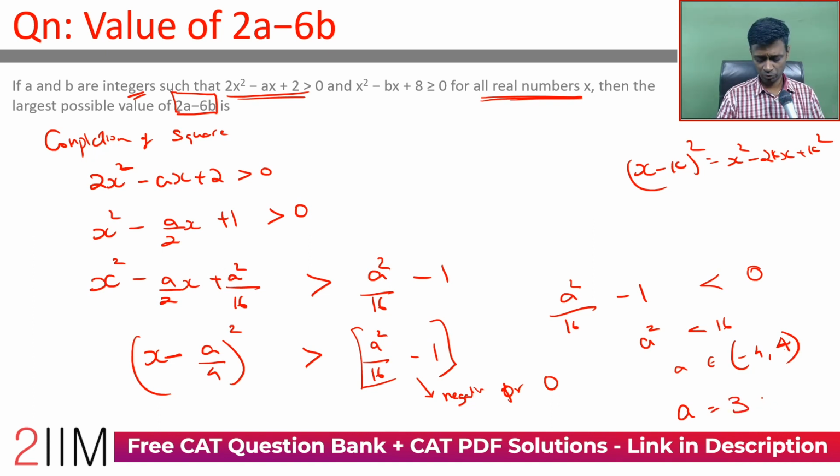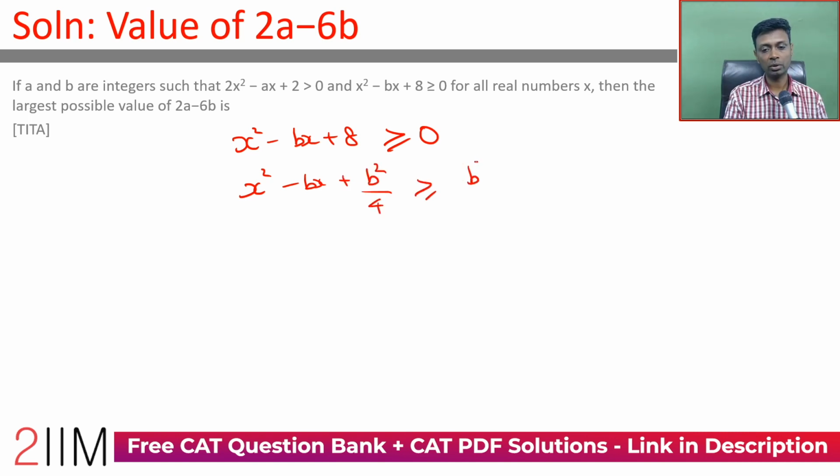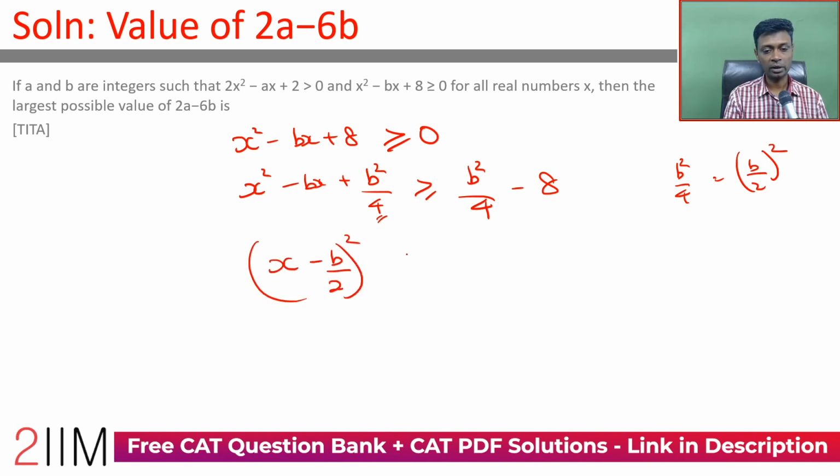So I'll jump in and do the same thing for b. X square minus bx plus 8 is greater than or equal to 0. Wonderful. This is x square minus bx plus b square by 4 greater than or equal to b square by 4 minus 8. Why are we adding b square by 4? B square by 4 is b by 2 whole square. 2 times b by 2 is b. So this becomes x minus b by 2 whole square is greater than or equal to b square by 4 minus 32 by 4.